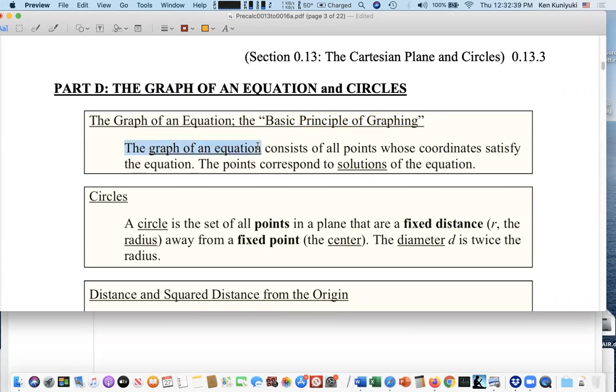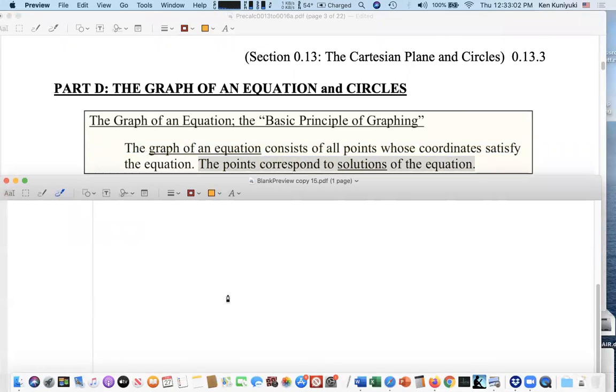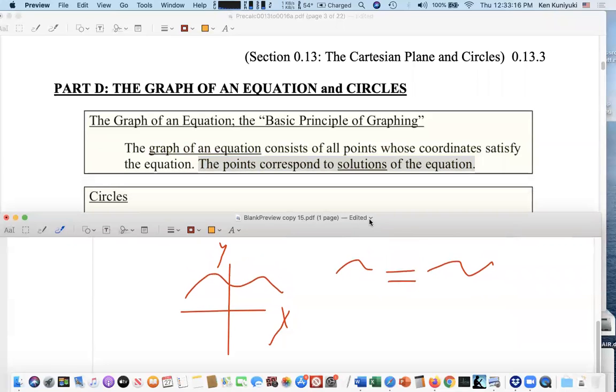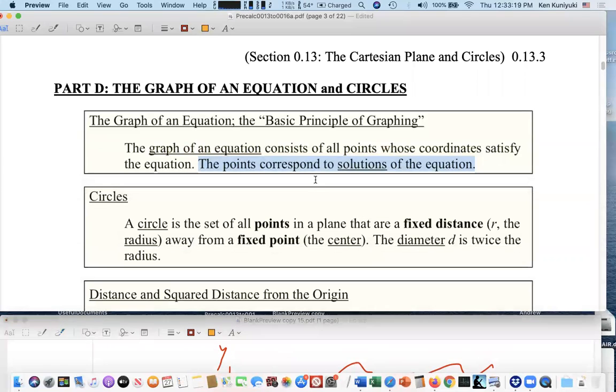The graph of an equation consists of all points whose coordinates satisfy the equation. The points correspond to solutions of the equation. I might call them solution points. So if I graph something in the Cartesian plane, then all the solution points on this graph will satisfy the equation of the graph. Okay? So that's the idea of the basic principle of graphing.